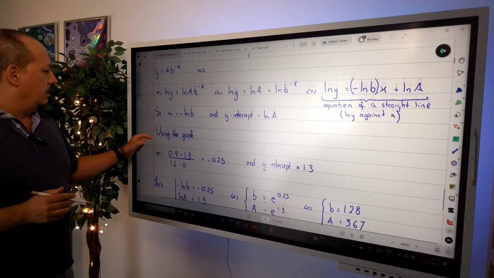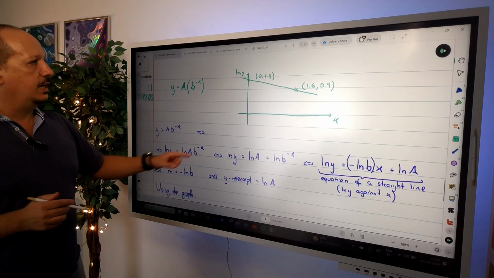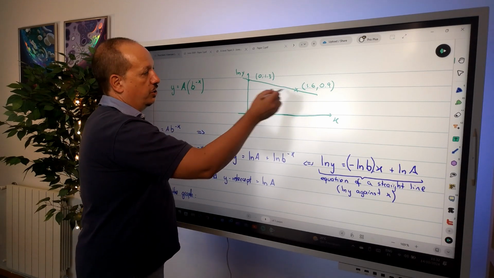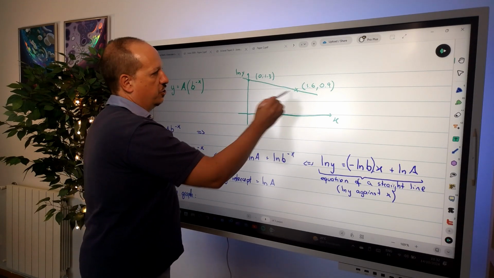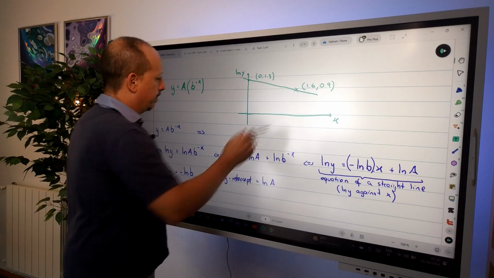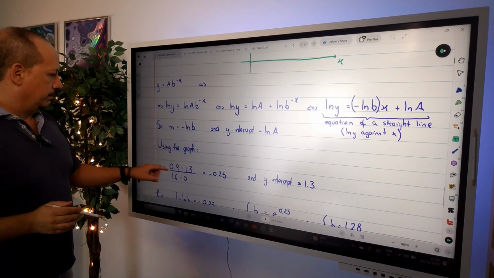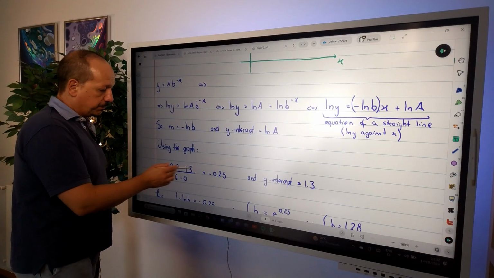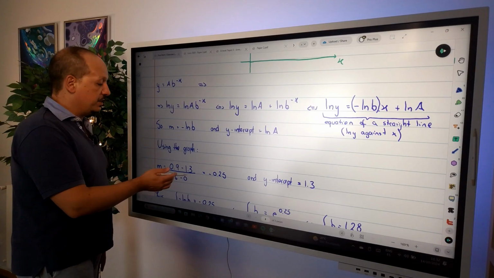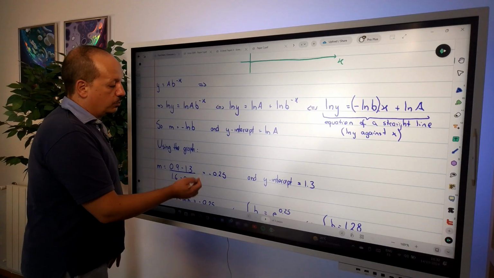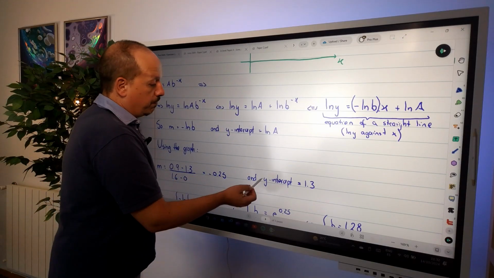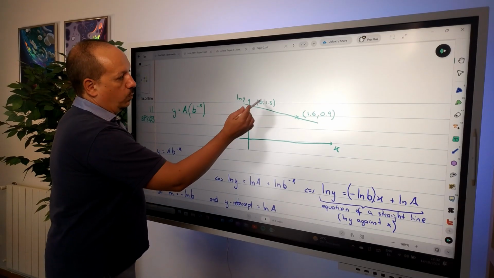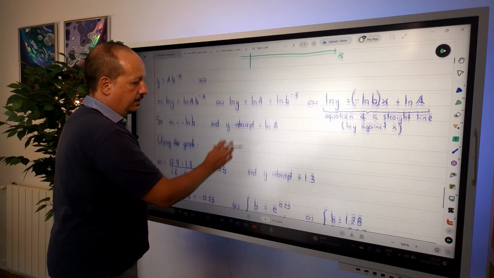So how do we get a gradient? You know this for a long time. You are given the coordinates of 2 points, so you do the change of height over the change in distance. Actually, I use the other way around, so 0.9 minus 1.3 over 1.6 minus 0. This is minus 0.25. And the y-intercept is 1.3, as stated there.